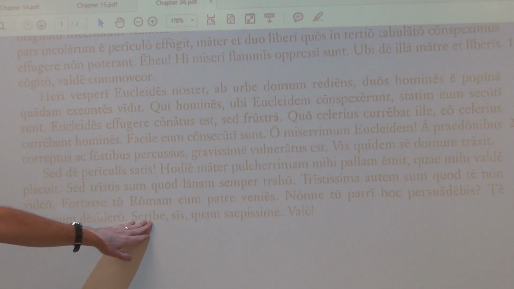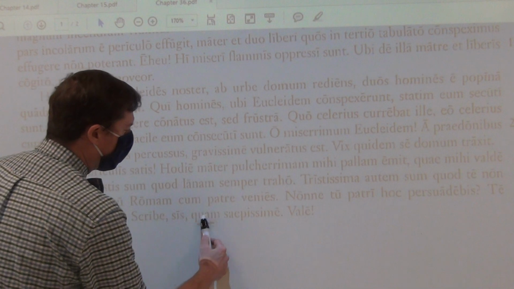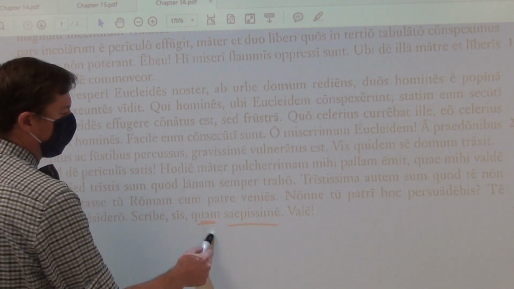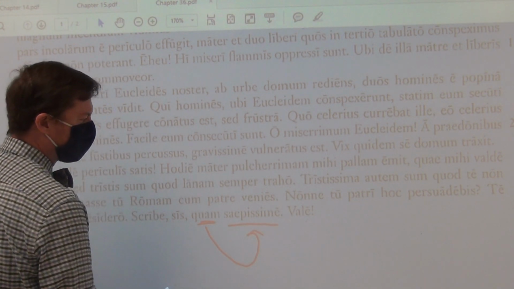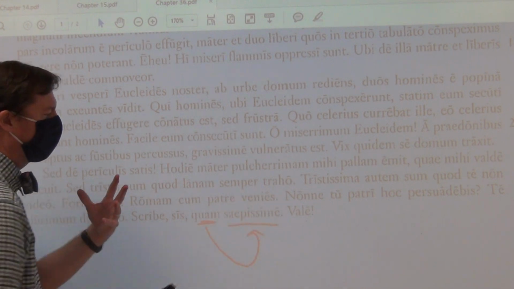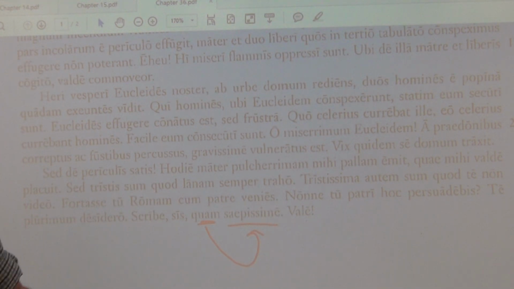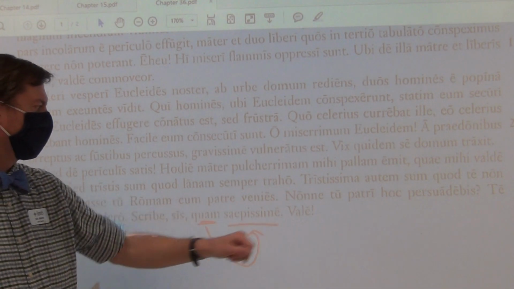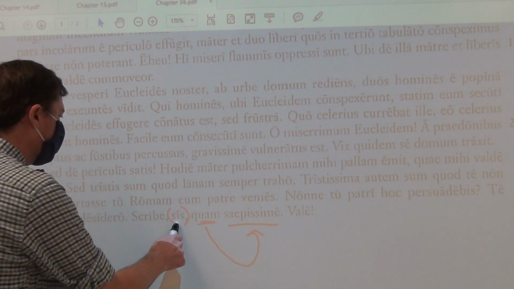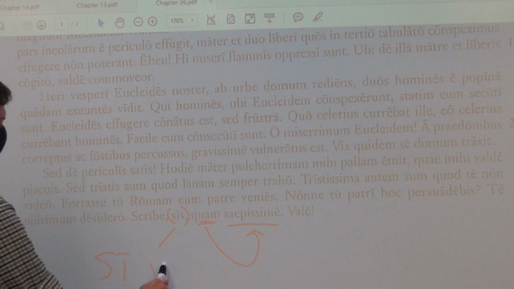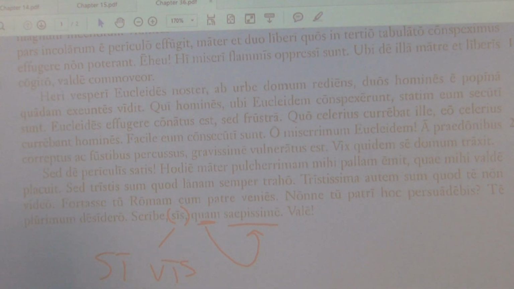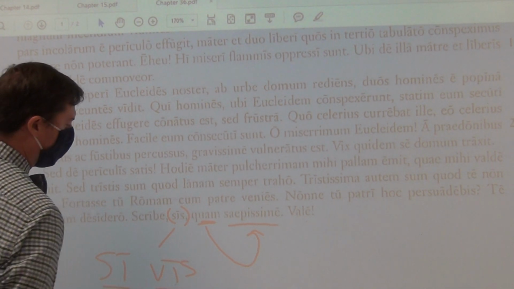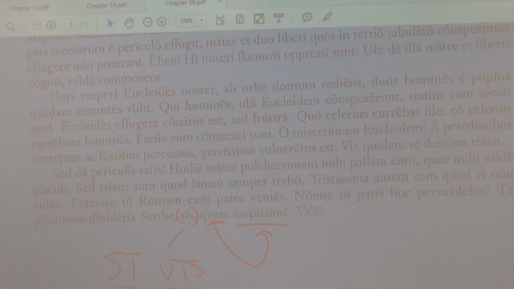Scribe, command, drop off the RE. Write, quam, plus a superlative, as often as possible. Saepe is often, but saepissime, most often, very often, and with a quam, as often as possible. Goodbye. And she says sis. Sis is an example of si vis, just squished together. Literally, if you wish, if you want.